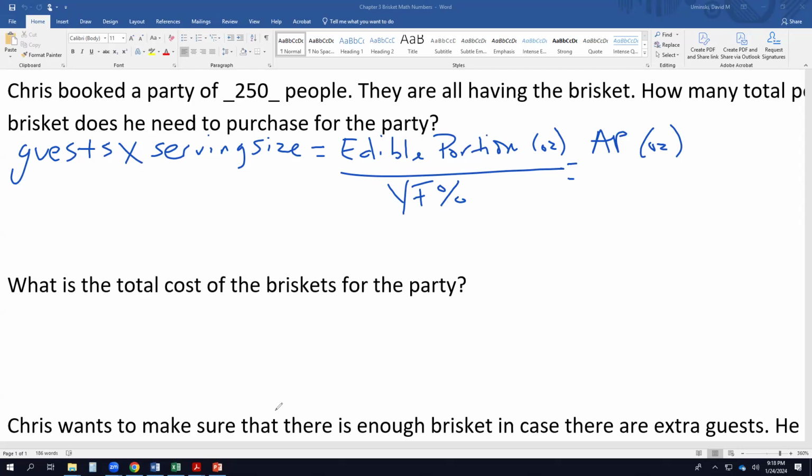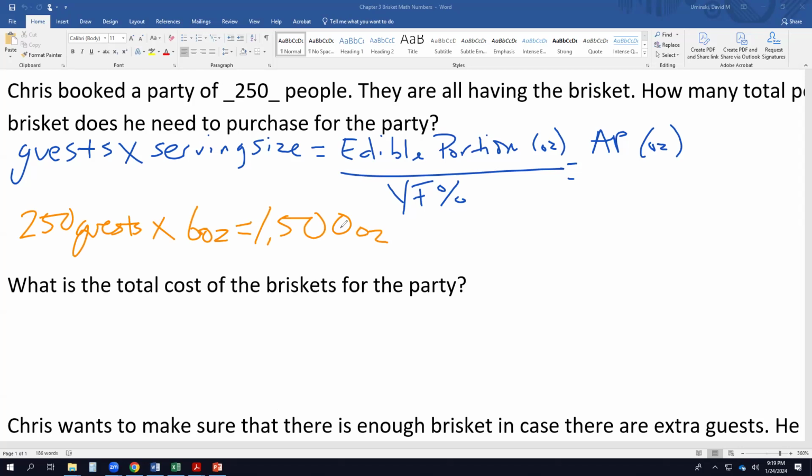So how many guests are we buying for? 250 guests. We have a 6-ounce serving size. So 250 times 6 is 1,500 ounces. If I only purchased 1,500 ounces of brisket, what's going to happen when I get it? It's going to shrink and I'm going to have less, right?